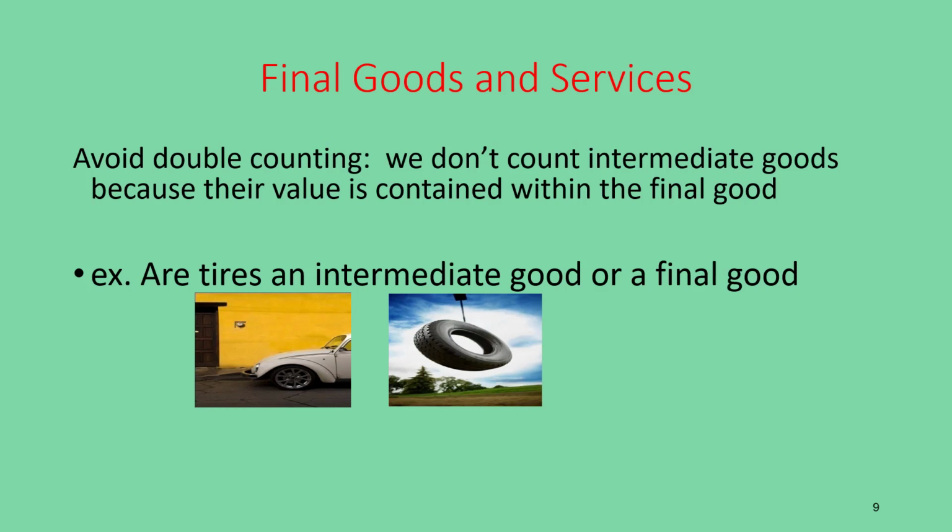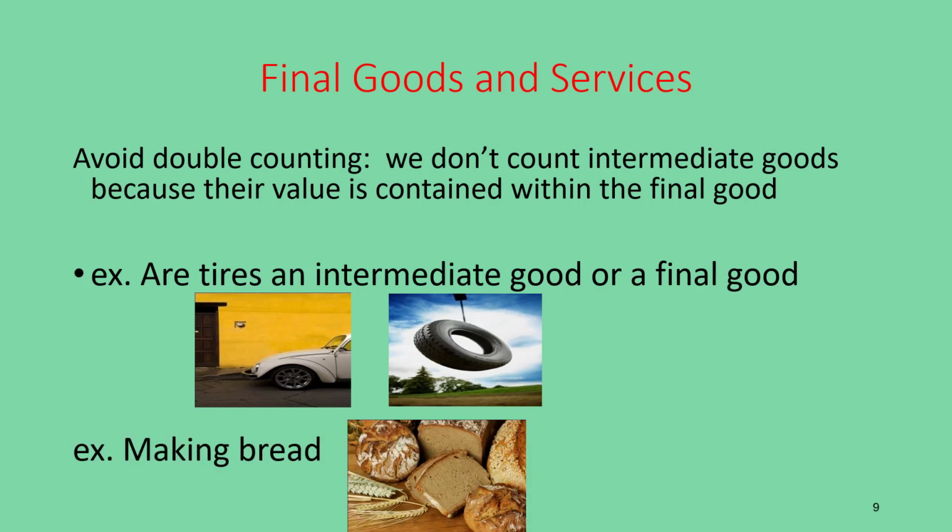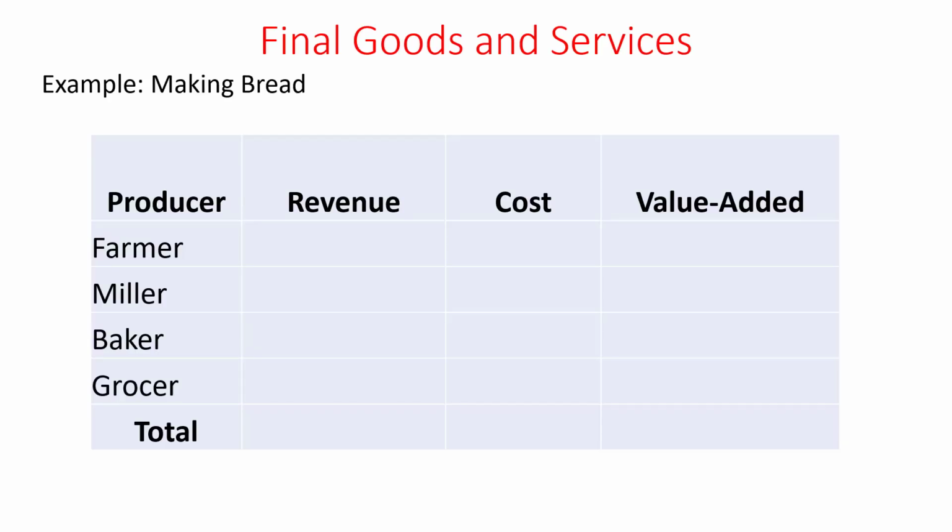So let's go through another example just to make sure we understand how this process works. Let's go through an example of making bread. And again, this will help explain why only the final goods and services are included in GDP. Right. So going through this process, let's say that the process of making bread starts off with the farmer who's going to grow and sell the wheat. So assume that the farmer there can grow and sell his wheat for, say, 30 cents.